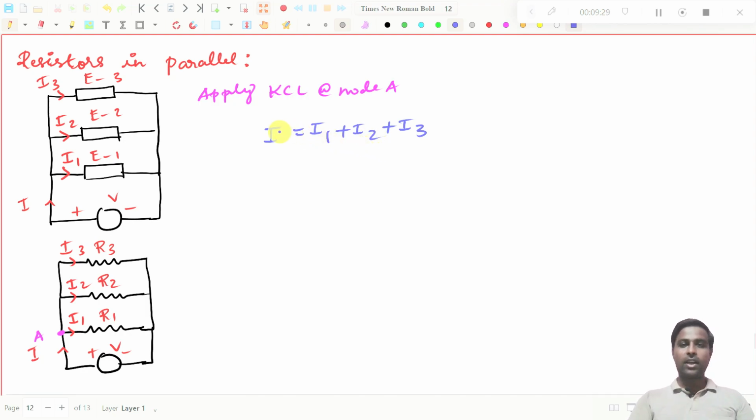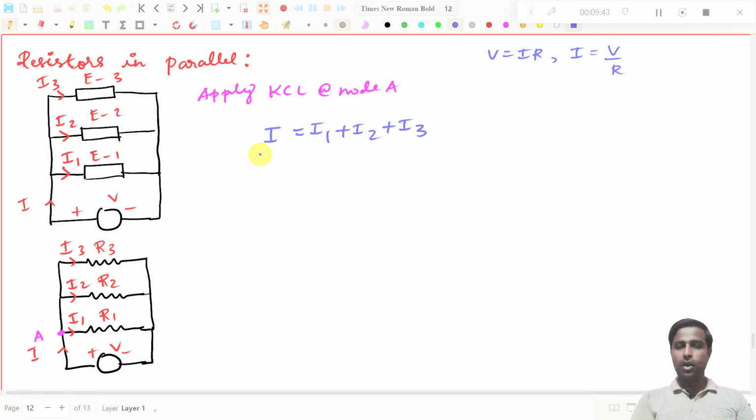Now what I will do is substitute the values. What is this total I? What is the formula? We know that V is equal to I into R. So if I want to write I, that will be V by R. That's all. So this total I can be written as total V divided by total R, right? Which is equal to, what is I1?